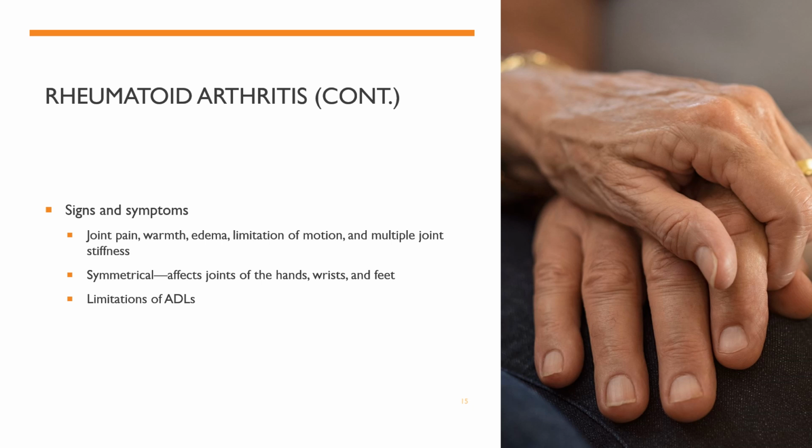So again, for rheumatoid, signs and symptoms, they get an onset of joint pain. The joints are warm. They're usually swollen, a lot of limited motion, and this is symmetrical. It's on the hands and feet on both the left and the right side, and very limited when it comes to this person's ADLs. Usually they have adaptive equipment to eat. They need a lot of help with their morning care when you go to take care of them.